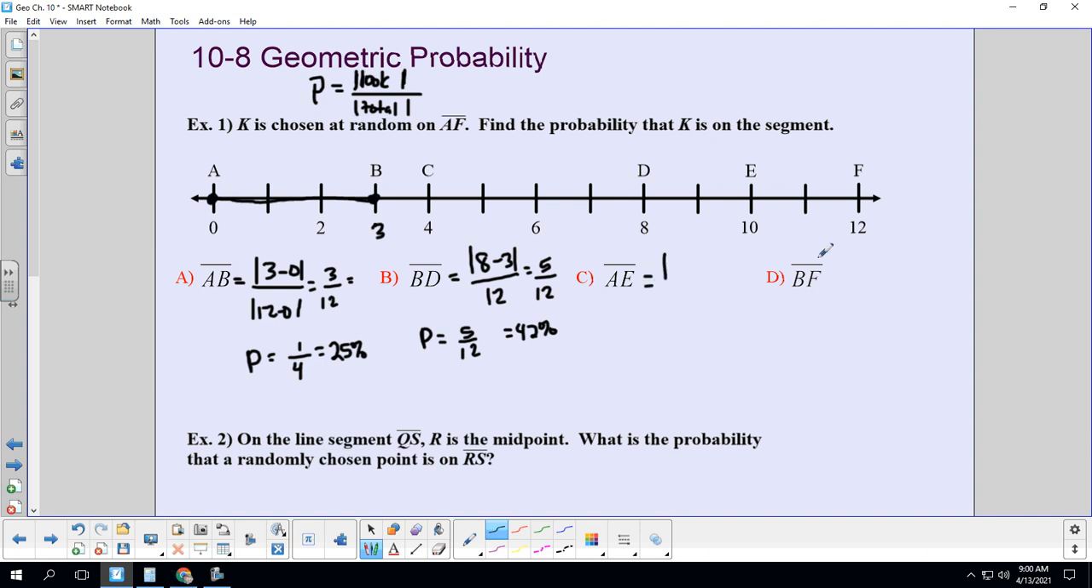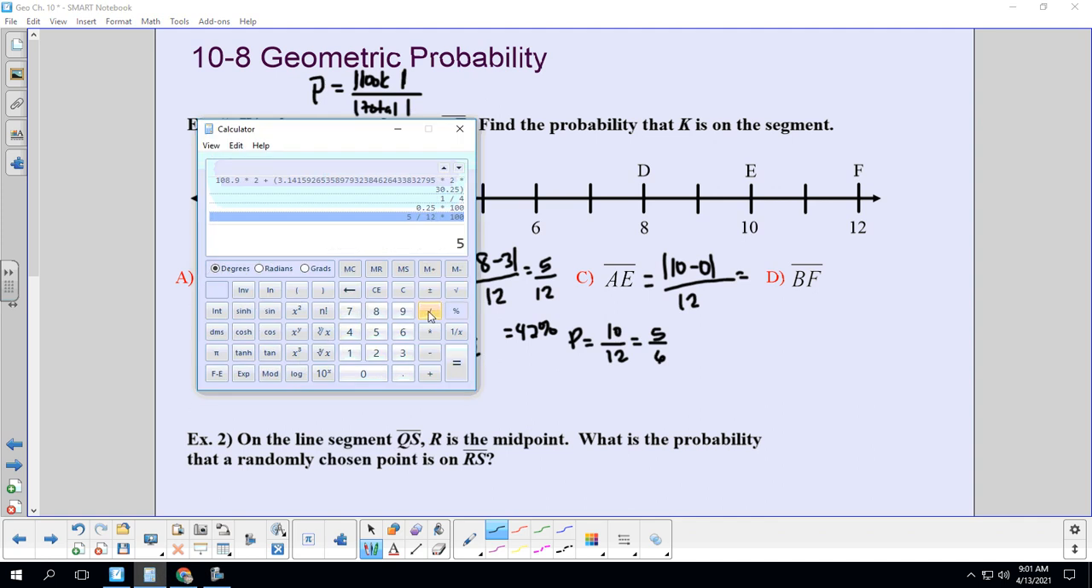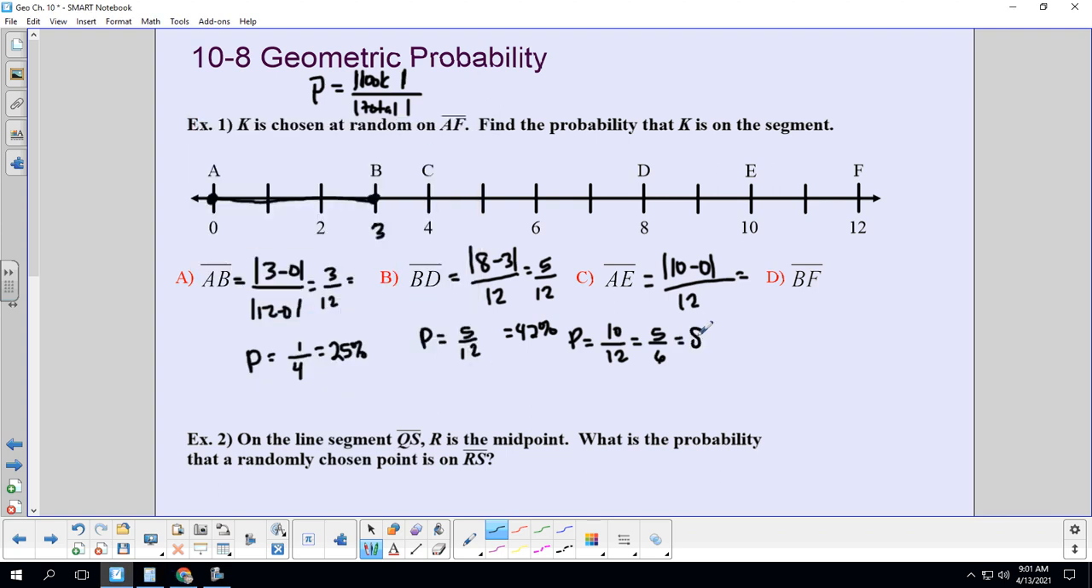AE, A is at 0, E is at 10. 10 minus 0, we're still using AF, which has a total distance of 12. So we get 10, our probability is 10/12. Let's reduce that to 5/6, and then on our calculator, find the percent. 5 divided by 6 times 100 is 83%. So 83% chance we are going to land on AE. It's a long guy. It's a pretty big chance.